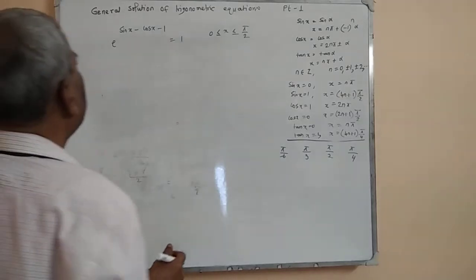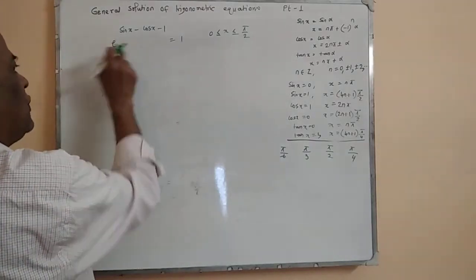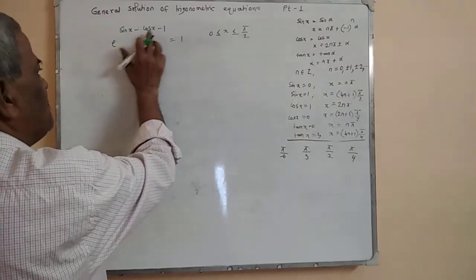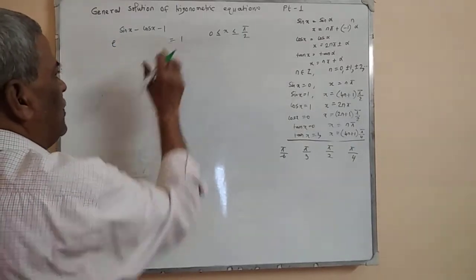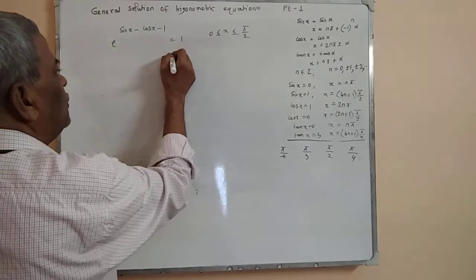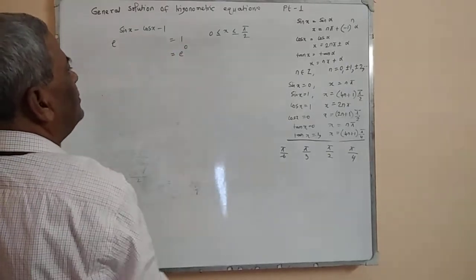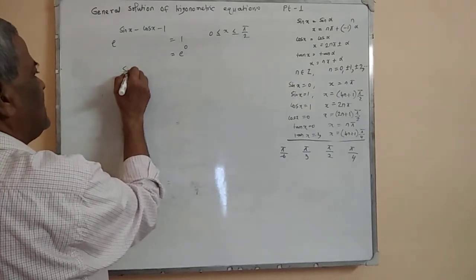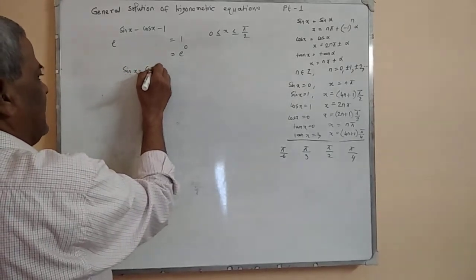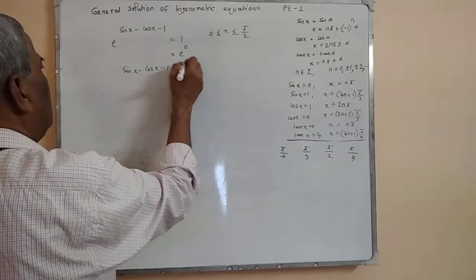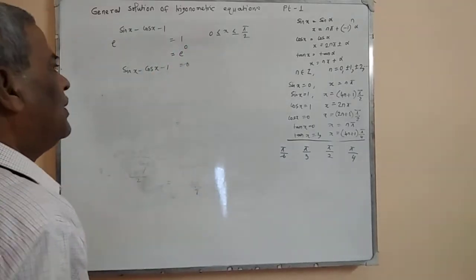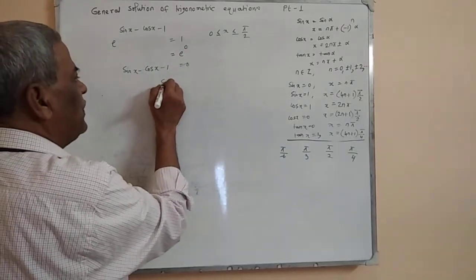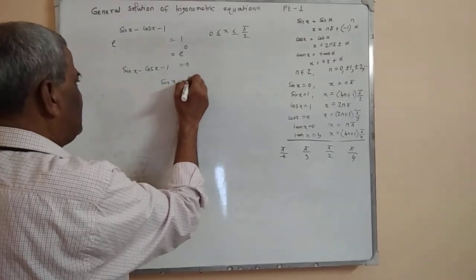So the equation is e to the power sin x minus cos x minus 1 is equal to 1. It is equal to e to the power 0, since 1 is e to the power 0. So we get sin x minus cos x minus 1 is equal to 0. Once again, it is a linear combination of sin x and cos x.